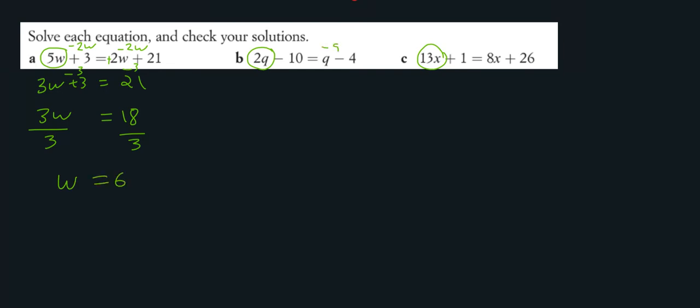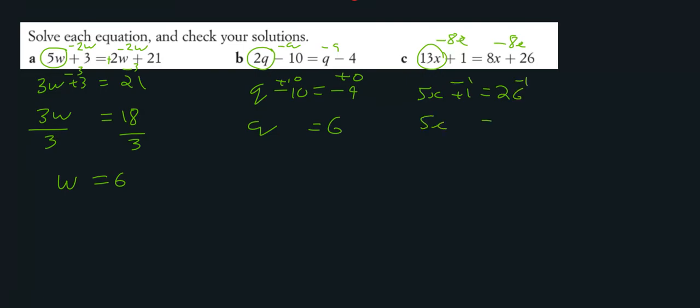Same goes here. We need to subtract q from both sides. We get q, subtract 10 is equal to -4. Add 10 to both sides. And then we get q is equal to 6. Subtract 8x both sides. We get 5x plus 1 is equal to 26. Subtract 1. Get 5x is 25. Divide by 5, we get x is equal to 5.